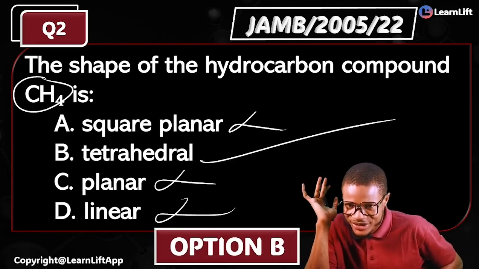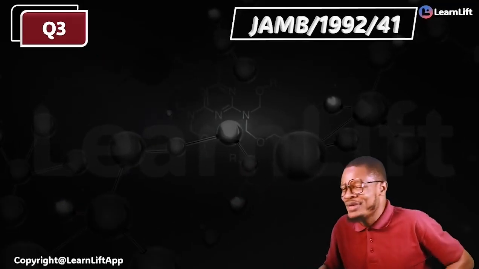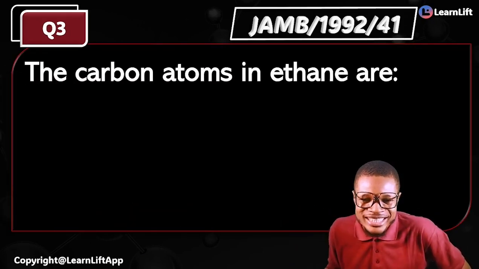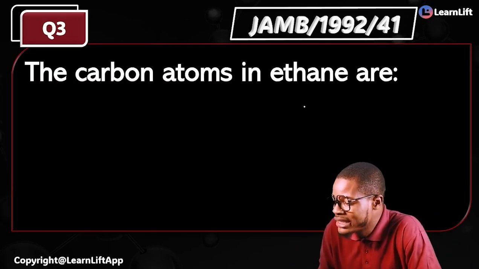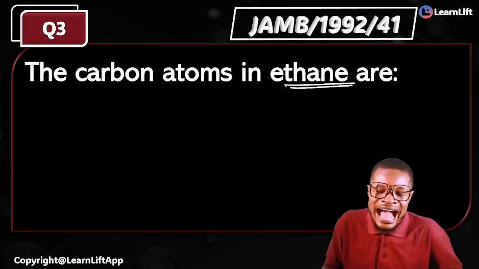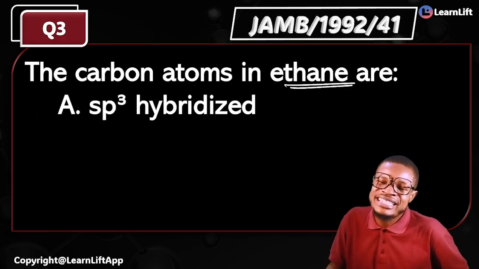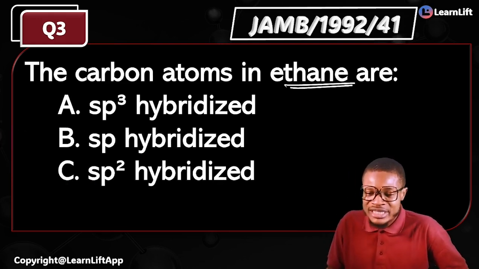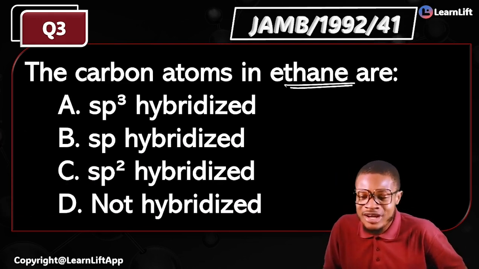That's all. Shall we see? Answer this question for me. JAMB 1992, question 41. The question says the carbon atoms in ethane are: Option A says they are sp3 hybridized. Option B says they are sp. Option C says they are sp2. Option D says they are non-hybridized.